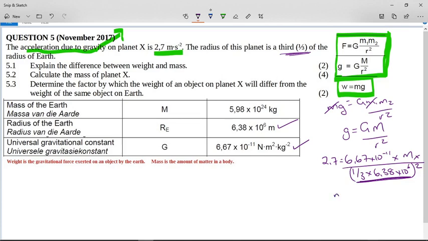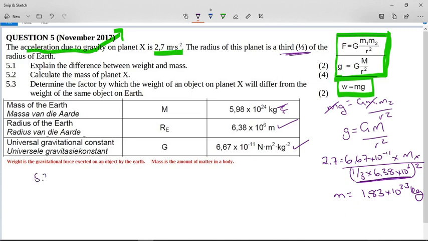And then, assuming you can use your calculator and no grade 8 algebra, you will end up with something like 1,83 times 10 to the power of 23, which is not a scary number. Look at the mass of the Earth here. It's an even bigger number. And remember, the units of mass are in kilograms. So that is the mass of planet X.